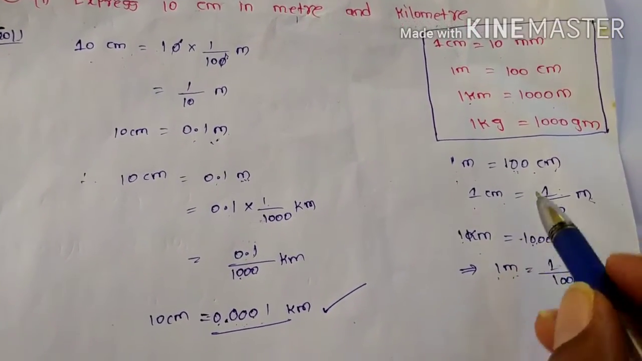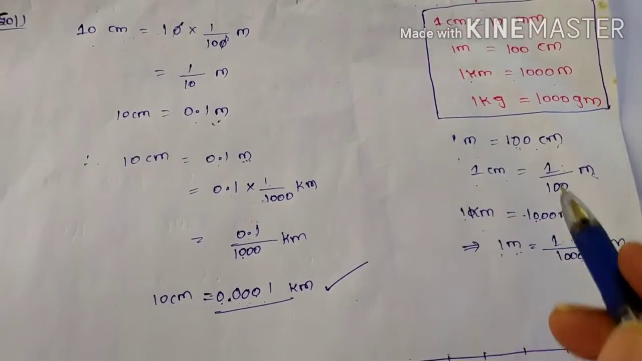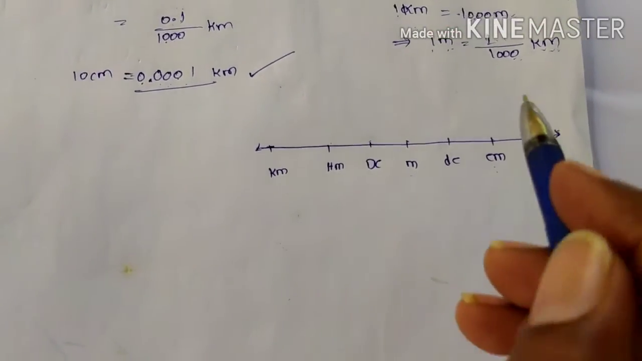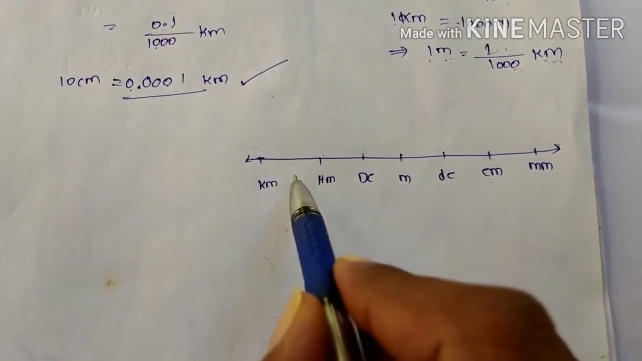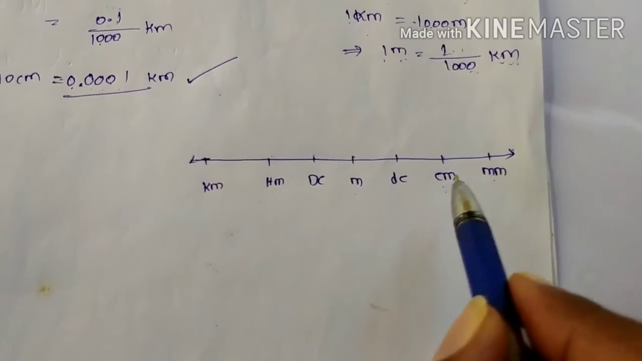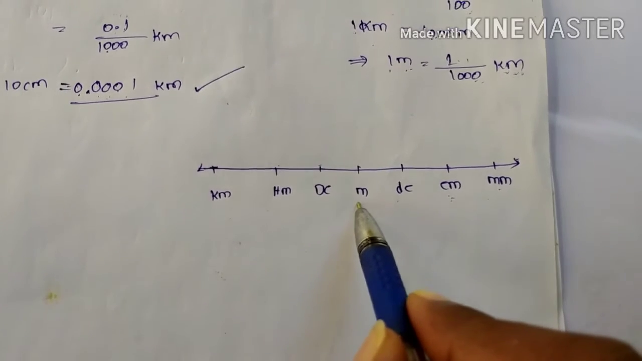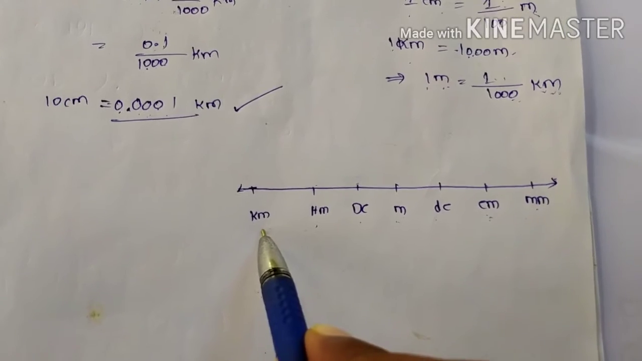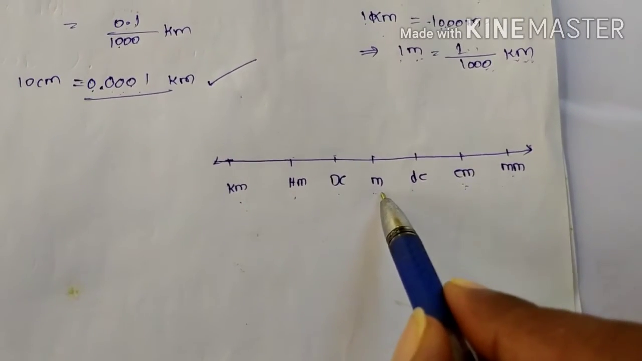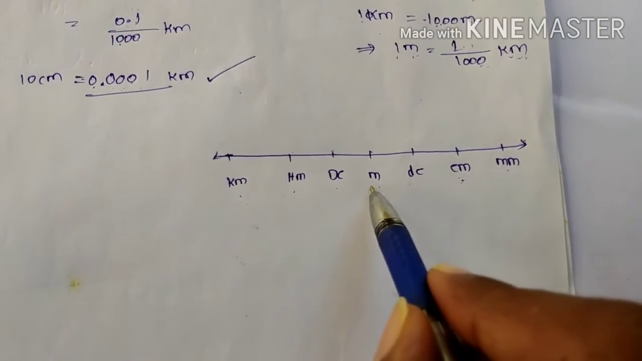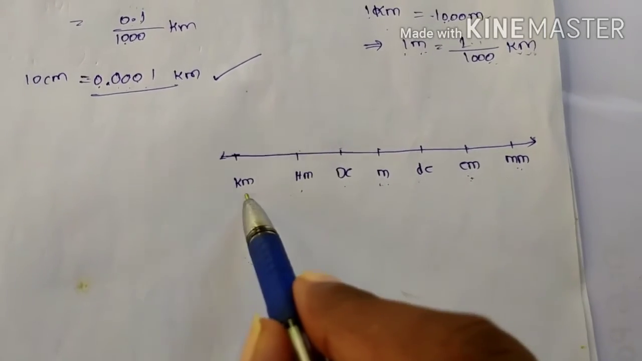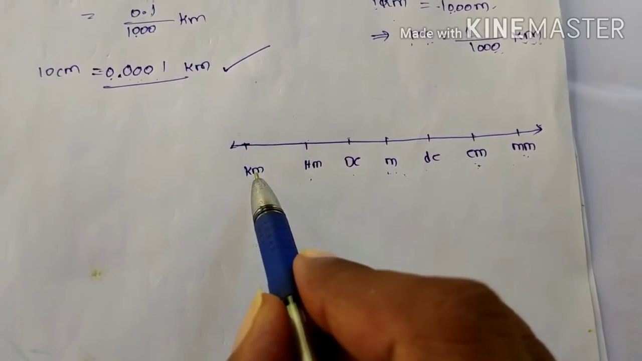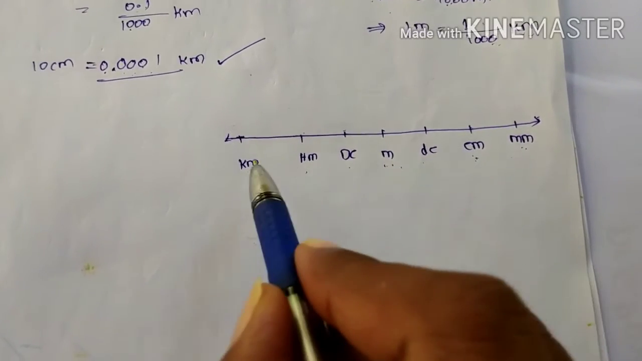If you forgot these measurements, I will show one more method, the easiest one. You can see a line chart of lengths: millimeters, centimeters, decimeters, meters, decameters, hectometers, kilometers. Yes or no? Meters are greater than centimeters, or not? Yes. Meters are greater than millimeters, or not? Yes. Kilometers are greater than meters, or not? Yes.